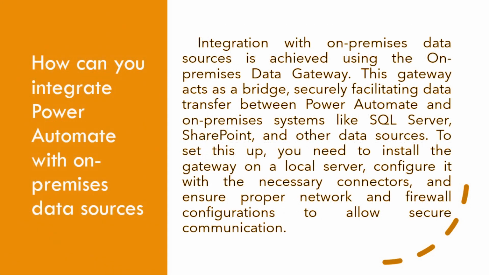How can you integrate Power Automate with on-premises data sources? Integration with on-premises data sources is achieved using the on-premises data gateway. This gateway acts as a bridge, securely facilitating data transfer between Power Automate and on-premises systems like SQL Server, SharePoint, and other data sources. To set this up, you need to install the gateway on a local server, configure it with the necessary connectors, and ensure proper network and firewall configurations to allow secure communication.